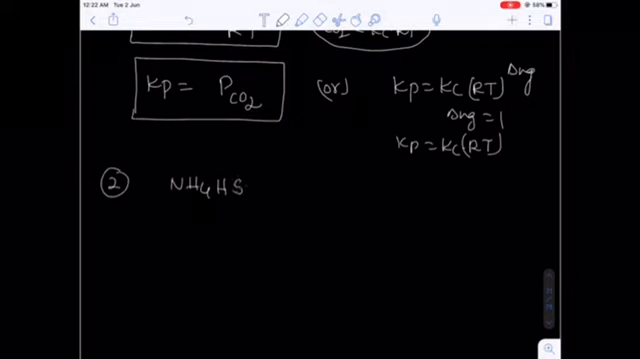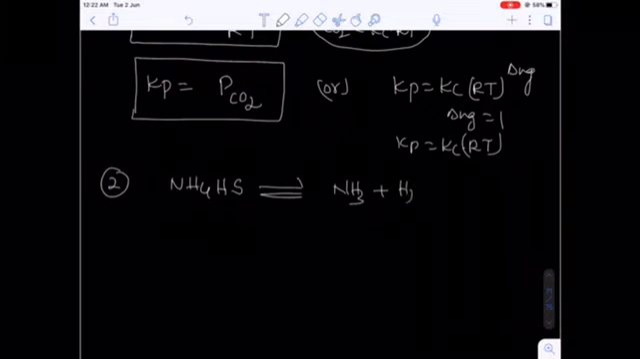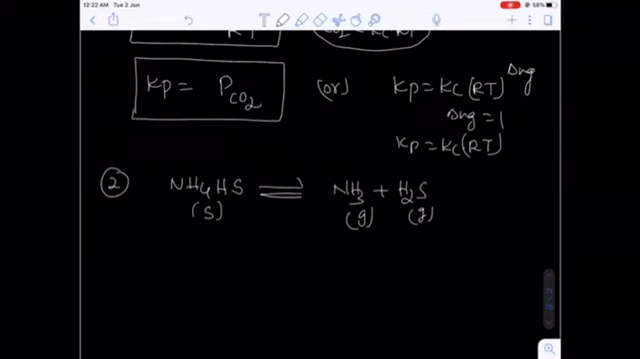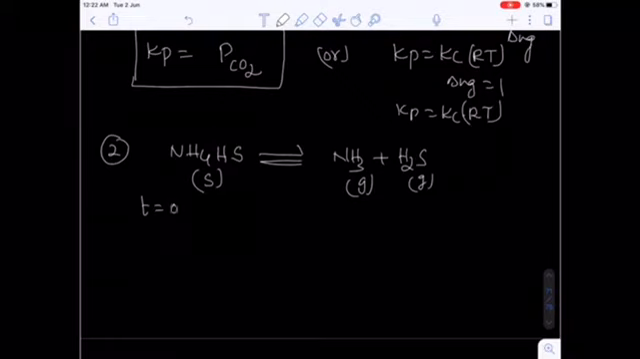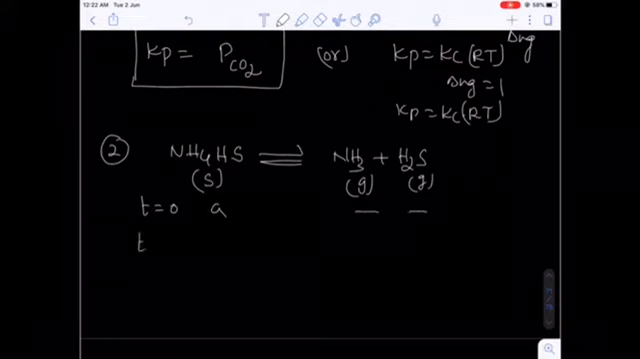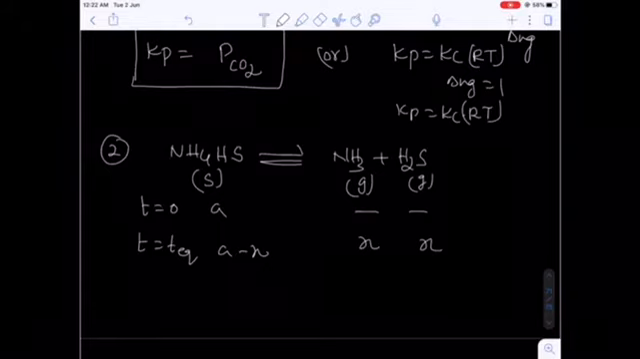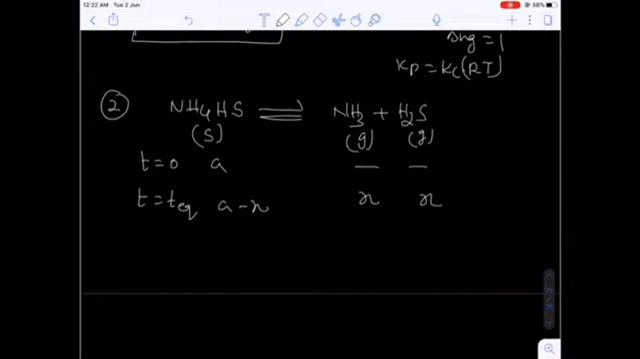Now here the second example we have is ammonium hydrogen sulfide, which will decompose to give ammonia and hydrogen sulfide. This is a very important example. Initially we are starting with small a moles. At equilibrium, let's suppose X moles of ammonium hydrogen sulfide decomposes. You will get X mole of ammonia and X mole of hydrogen sulfide gas.